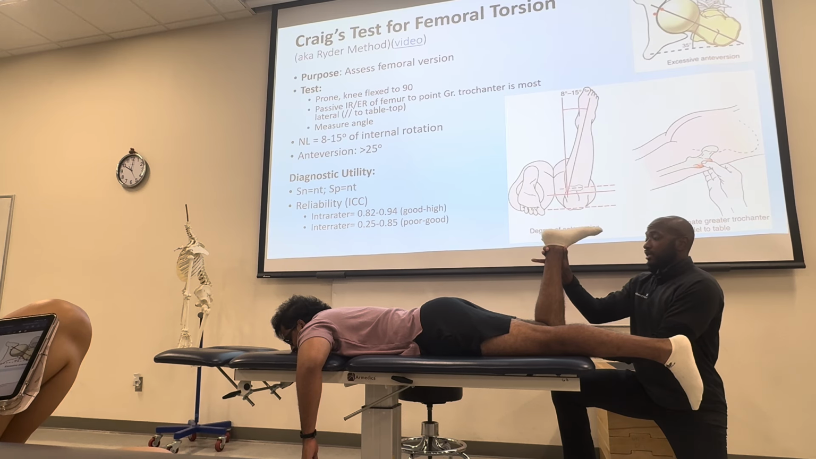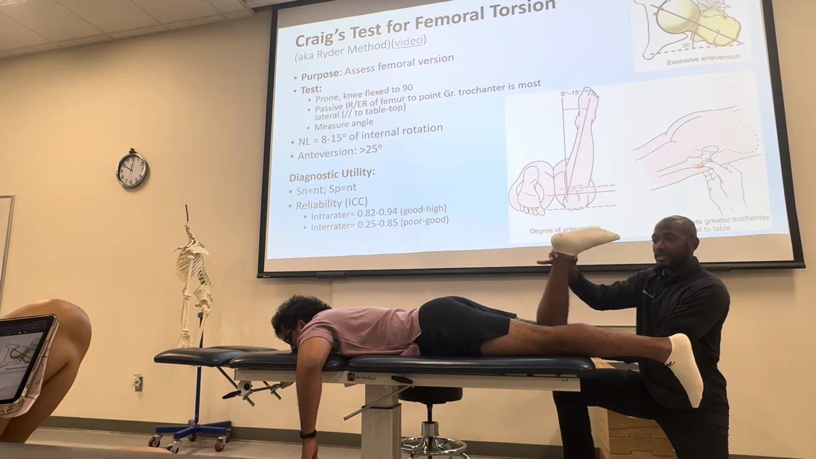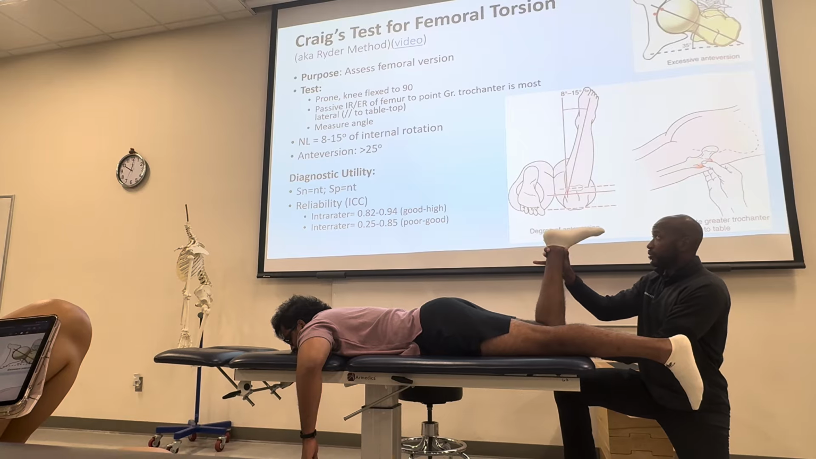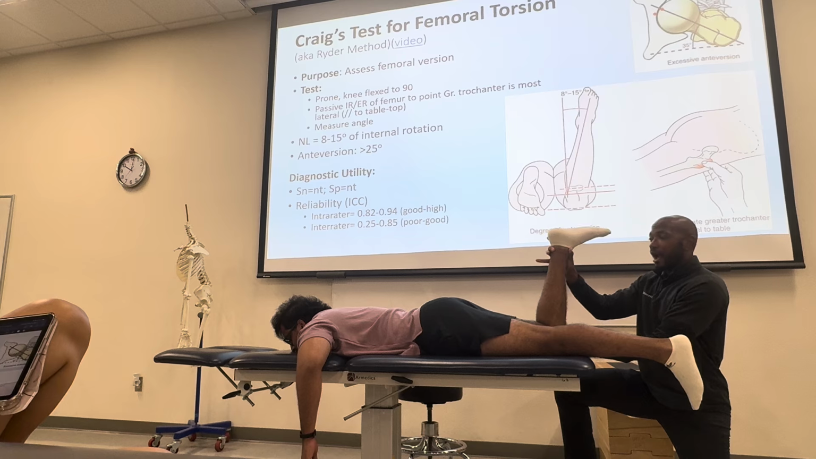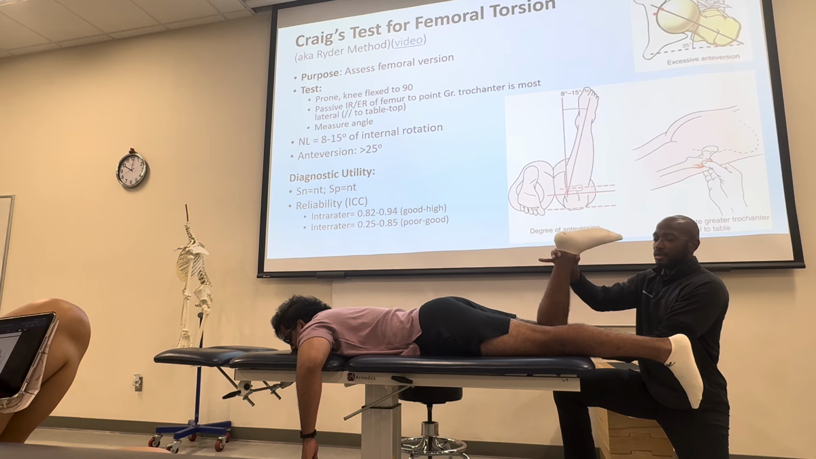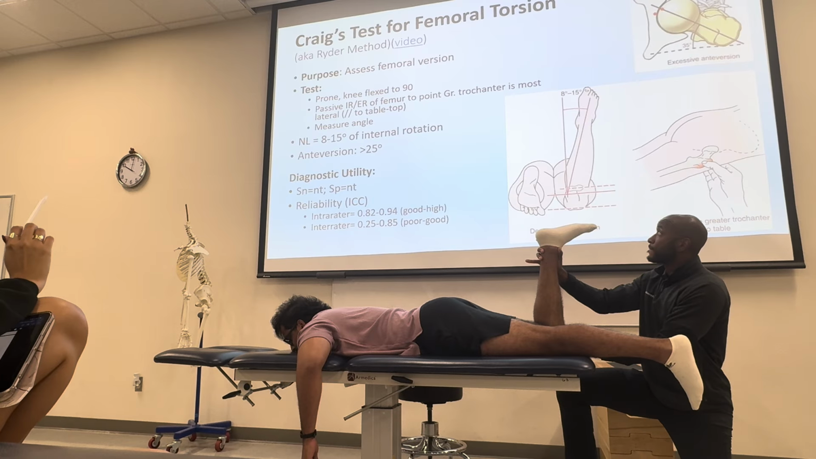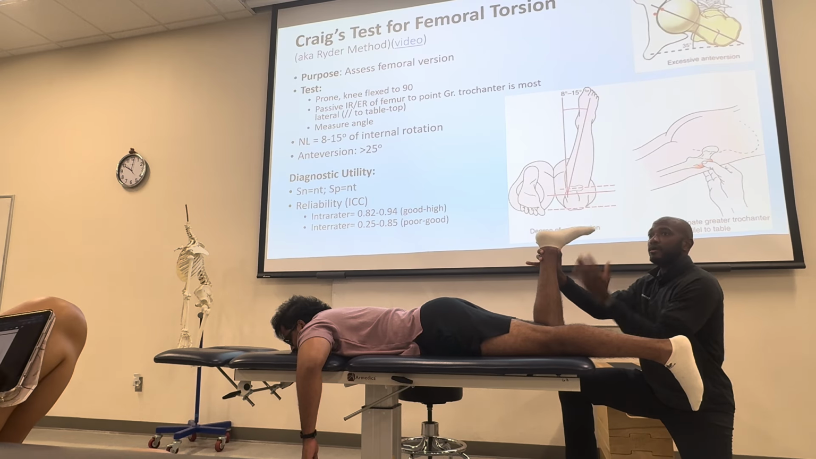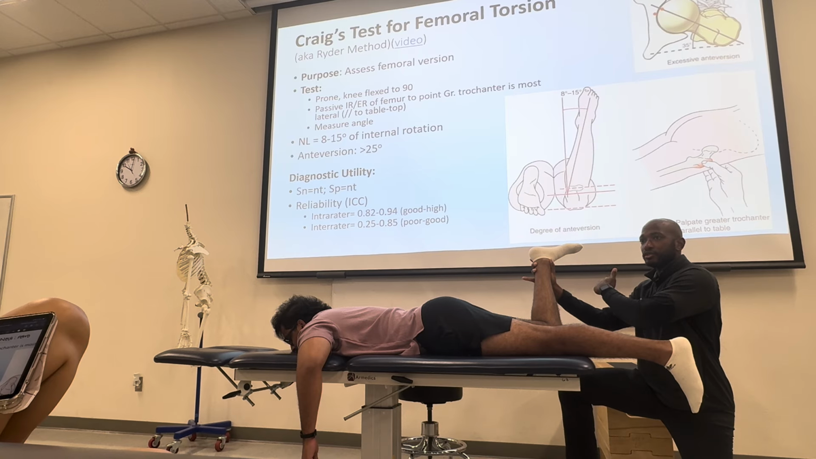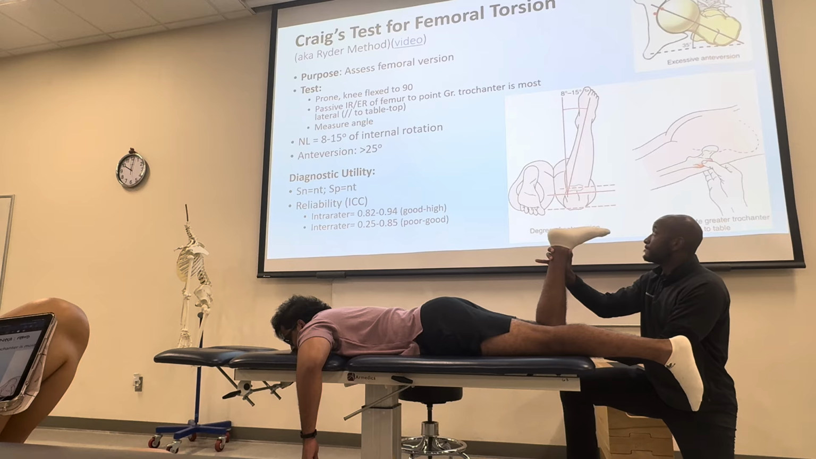If he's in a more neutral position, I'm thinking he's more retroverted. And if he's in more external rotation, he's excessively retroverted. So normal is anywhere from 8 to 20. I'm looking for excessive anteversion or anything that is in neutral or retroversion, okay? Do you want us to know 8 to 20 or 8 to 15? So 8 to 15 is normal. Anything above that, I'm thinking excessive anteversion. Anything below 8, I'm thinking retroversion, okay?